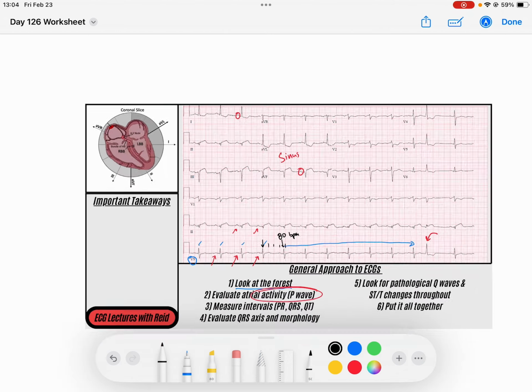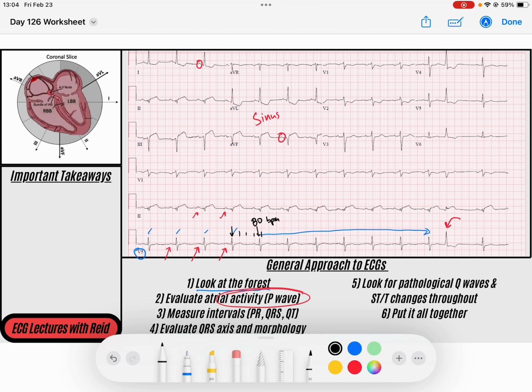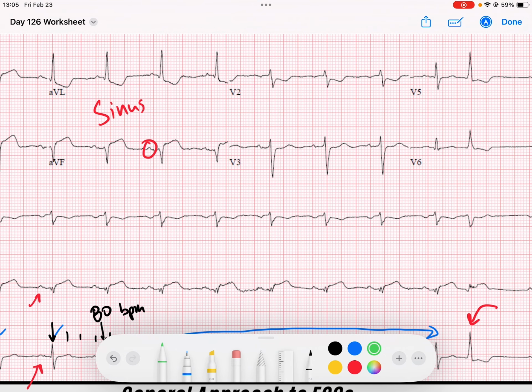Next thing I look at is the next thing in the conduction system, which is my AV node. And my AV node is best represented by what? The PR interval. I can find my PR interval, if I maybe look here in V3. PR is less than 200 milliseconds, right? It's actually about 160 milliseconds, so that's normal. We know normal is between 120 to 200 milliseconds for my PR interval.